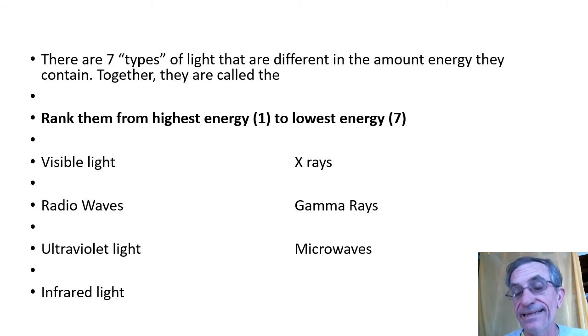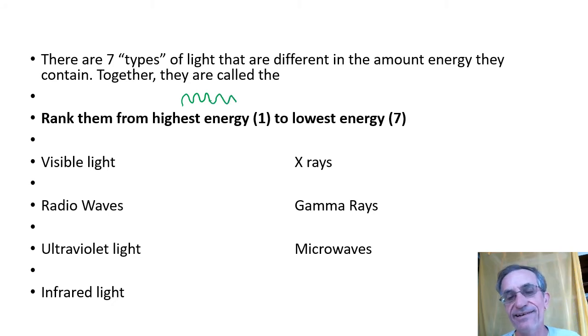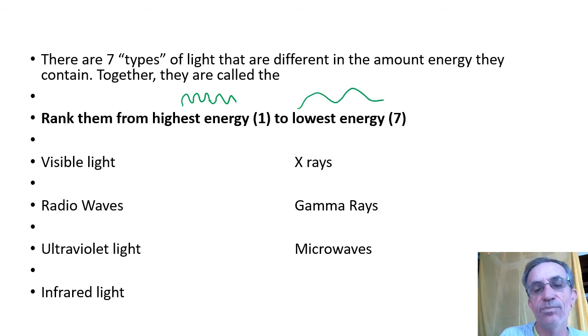So what does that mean as far as the way they look? It also means that high energy light, the peaks are close together, and in low energy light, the peaks are more spread out. All right, so all kinds of light. They're listed here. There's 7 of them. They're not in order. I'm going to talk about them and put them in order. I want to go from the highest energy kind of light to the lowest energy kind of light.